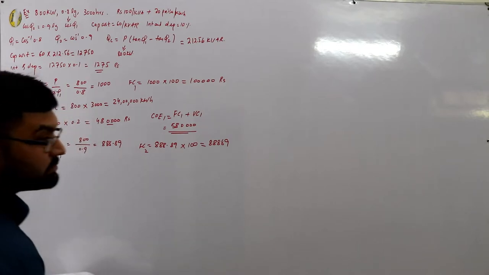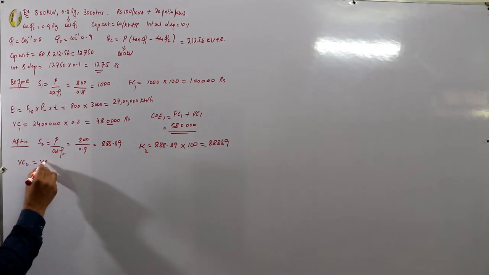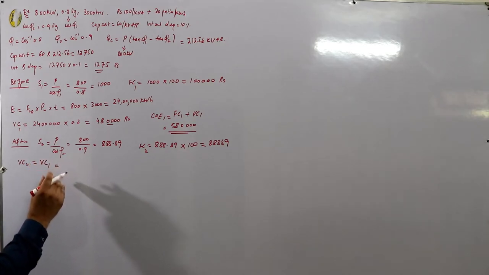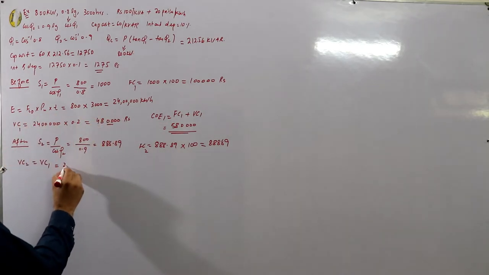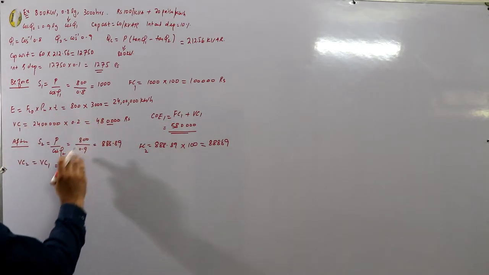Energy charges are the same. Yes, variable cost 2 would be the same as variable cost 1. Why? Because the same energy unit, the same power. So you have 2, not this one, this one.